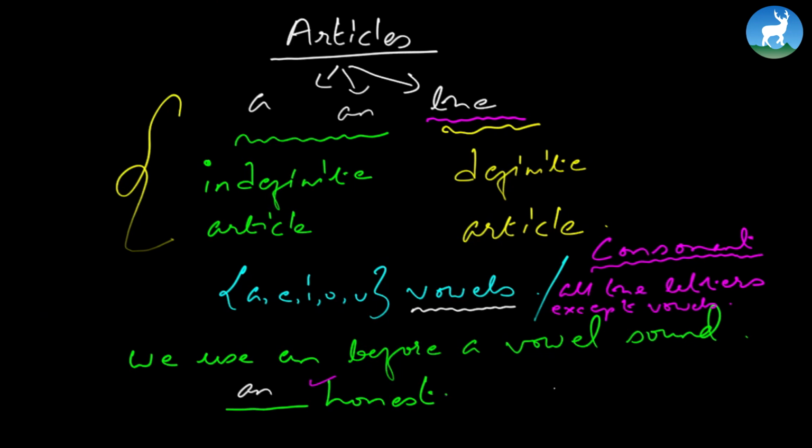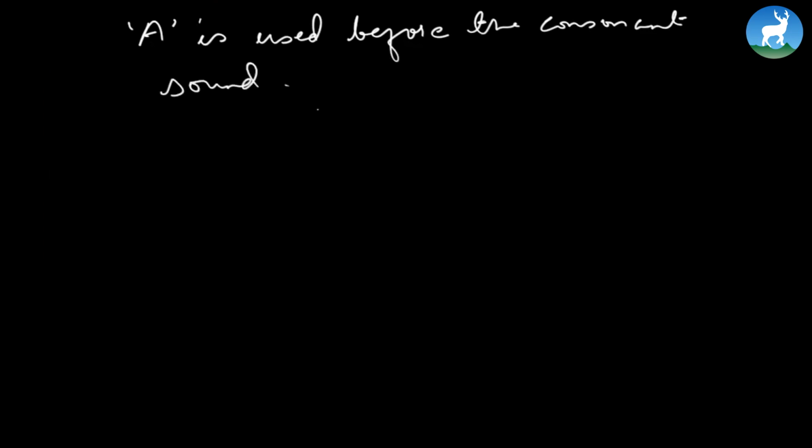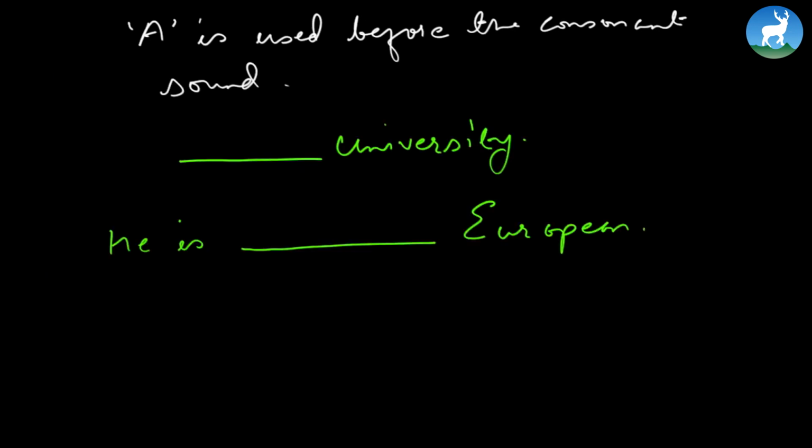Now, having said that, on the other hand, let's move further. The A is used before the consonant sound. Now, for instance, let's say we've got one of the examples here. If given an option between A and AN, what article are you going to put here? Look at this. U, again, is a vowel. But here we're talking about sound, the phonic sound, the very beginning of the pronunciation.